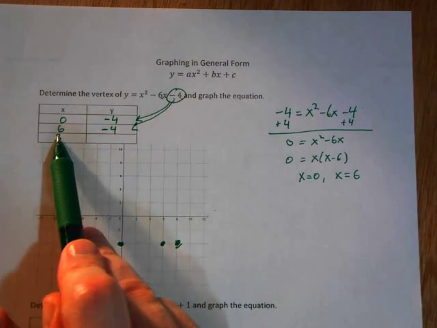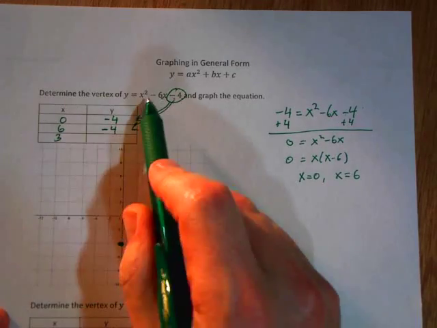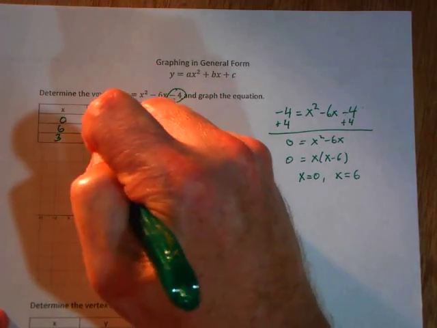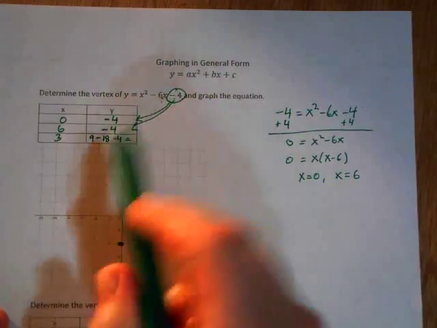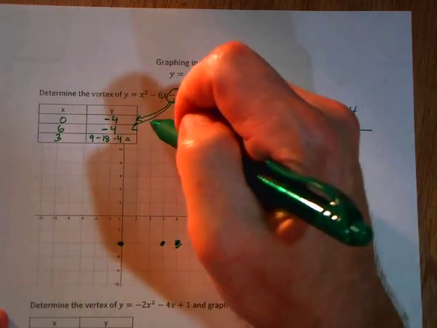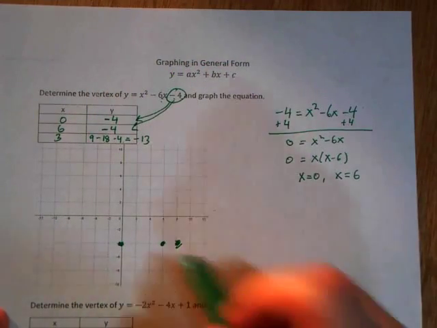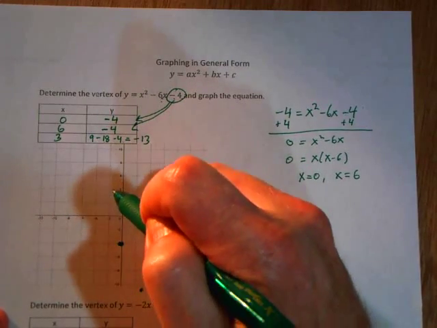So what I have to do now is take the number 3 and plug it in, plugging it in as an x number. When I plug in 3, let's see, I get 9 minus 18 minus 4. That's negative 9 minus 4. That's negative 13. Well, I can be close, I guess. 3, negative 13, right there.